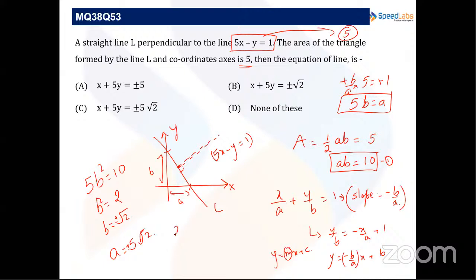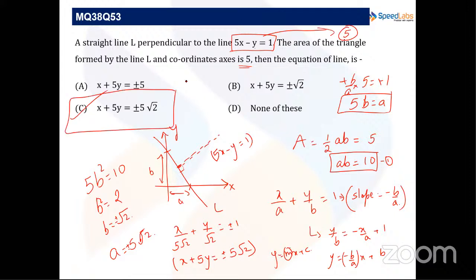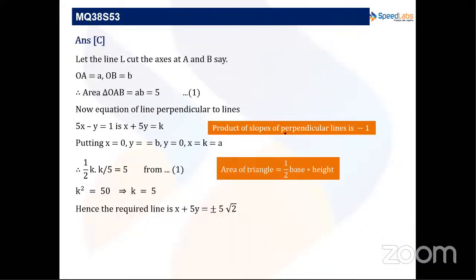So our equation will be x upon 5 root 2 plus y upon root 2 equals to plus minus 1. So on solving, x plus 5y equals to plus minus 5 root 2. So our answer is C. Clear? Now, let's move to the next question.